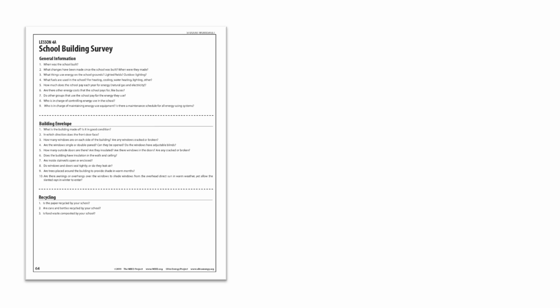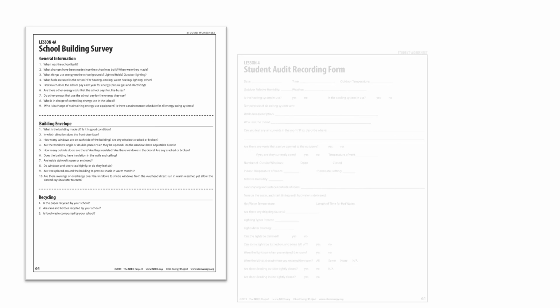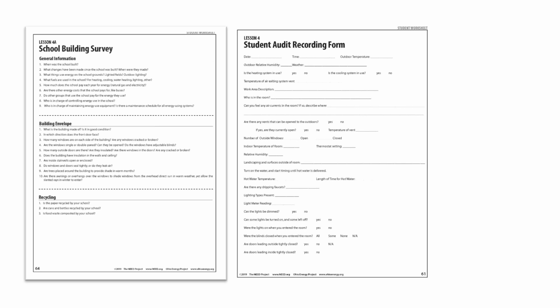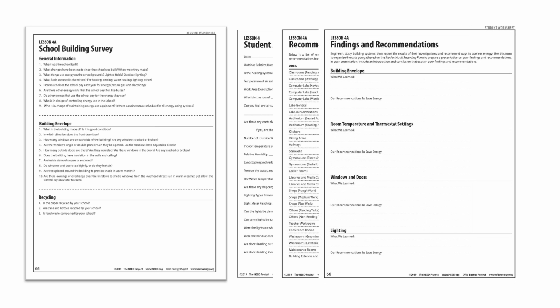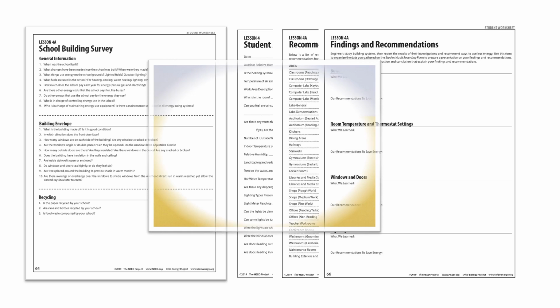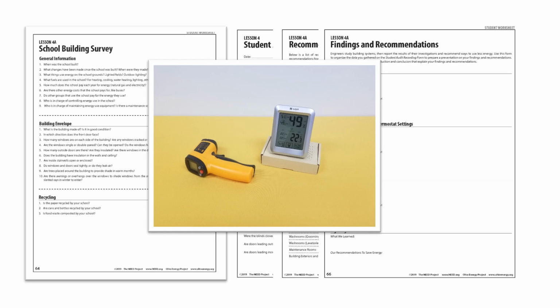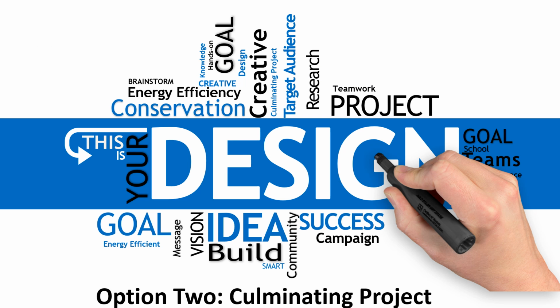Assign a group of students to an area or room of the school to audit. Instruct students to use the student audit recording form, recommended lighting levels, and school building survey questions as their guide. Groups will summarize their findings on the Findings and Recommendations worksheet and present this information to a target audience. In your alumni teaching materials, you will find an infrared thermometer and a hygrometer to help students complete the energy audit. Option 2, Culminating Project.